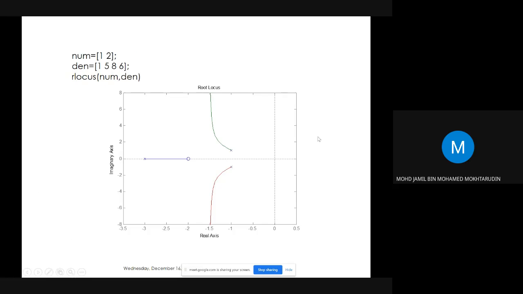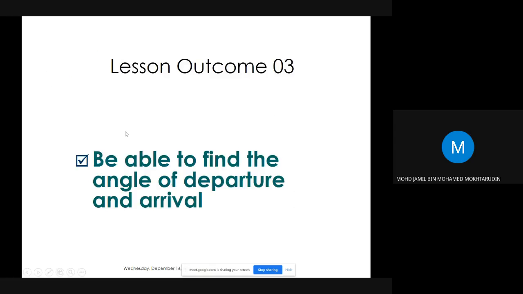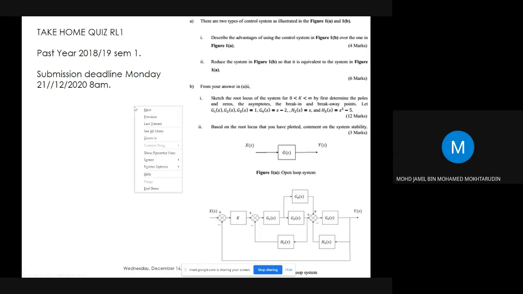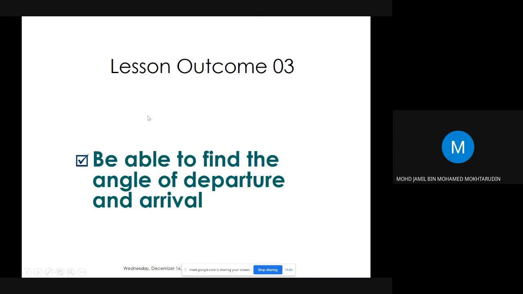Okay, so if you use MATLAB, you will get this kind of root locus. So this is the angle yang 108 tadi. Dia lengkung sikit. Okay, so this is MATLAB. Okay, mungkin guna untuk part 3. Oh, habis dah. Okay, so dah habis lecture.